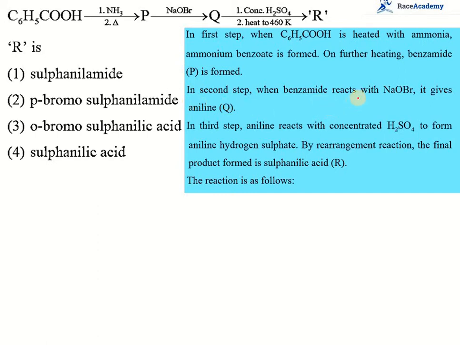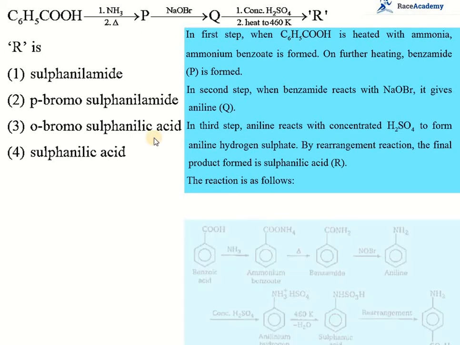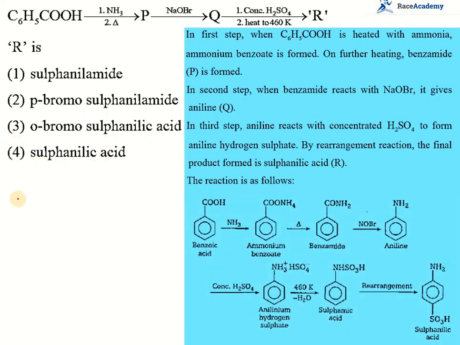And the second step, benzamide reacts with NaOBr, gives aniline, that is Q. Q is aniline. Third step, aniline reacts with conc. H2SO4 to form aniline hydrogen sulfate. By rearrangement of the reaction, the final product is sulfanilic acid, that is R. So R is nothing but sulfanilic acid. So we have the fourth option as the right option for this question.